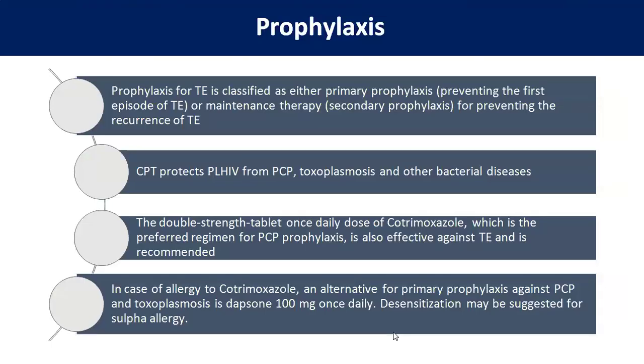Prophylaxis of toxoplasma encephalitis is classified as either primary prophylaxis or maintenance therapy. CPT protects PLHIV from PCP, toxoplasmosis, and other bacterial diseases. The double strength tablet once daily dose of cotrimoxazole, which is the preferred regimen for PCP prophylaxis, is also effective against toxoplasma encephalitis and is recommended. In case of allergy to cotrimoxazole, an alternative for primary prophylaxis against PCP and toxoplasma, dapsone is used 100 mg once daily. Desensitization may be suggested for sulfa allergy.